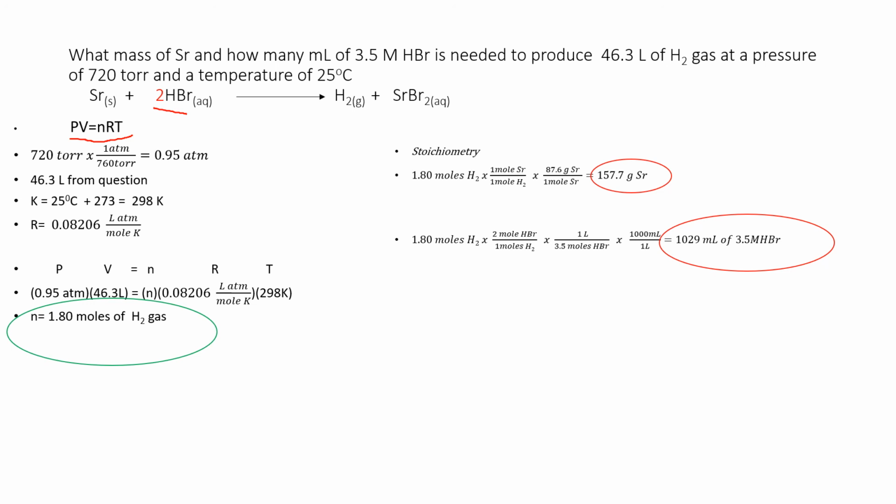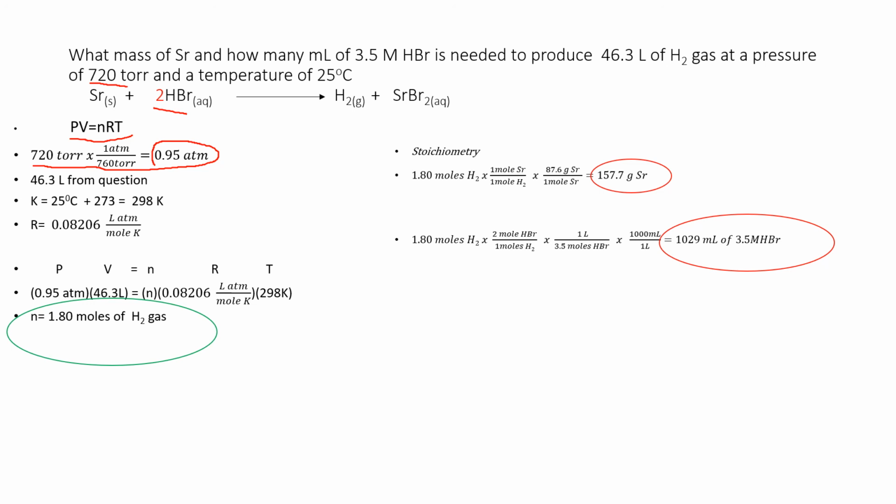So P, the pressure, that has to be in atmospheres. It's given to us as 720 torr. So we need to do a quick torr to atmosphere conversion. And again, that's a one-step process, 720 torr. 1 atmosphere is 760 torr. That's going to give us our 0.95 atmospheres for our pressure.